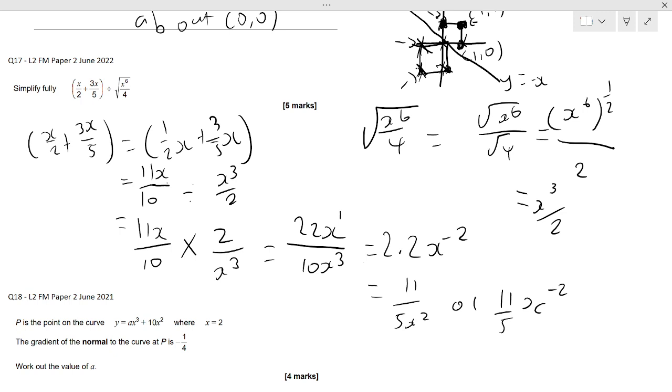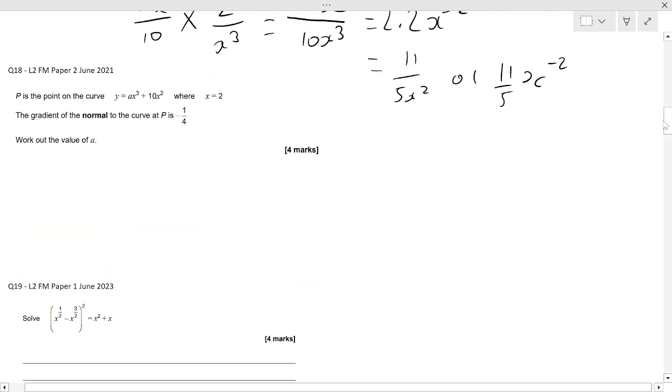Yeah, they allow 2.2x to the minus 2. Okay, cool. Fractional and decimal equivalents are fine. They accept all three of these forms of answers. Cool. Okay. Question 18. The point P on the curve, again, this y looks like a nice polynomial, so that's fine.